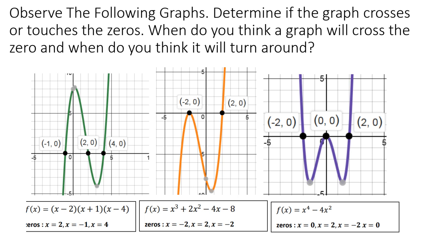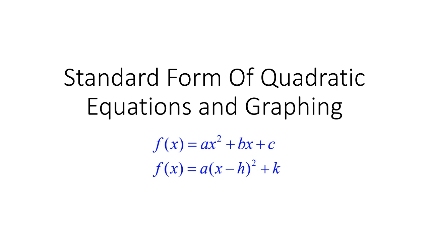Okay. All right, let's move to the quadratic section. The standard form of a quadratic function and graphing is this. We were given 2 equations. The first one here, ax squared plus bx plus c, we call that our general form.